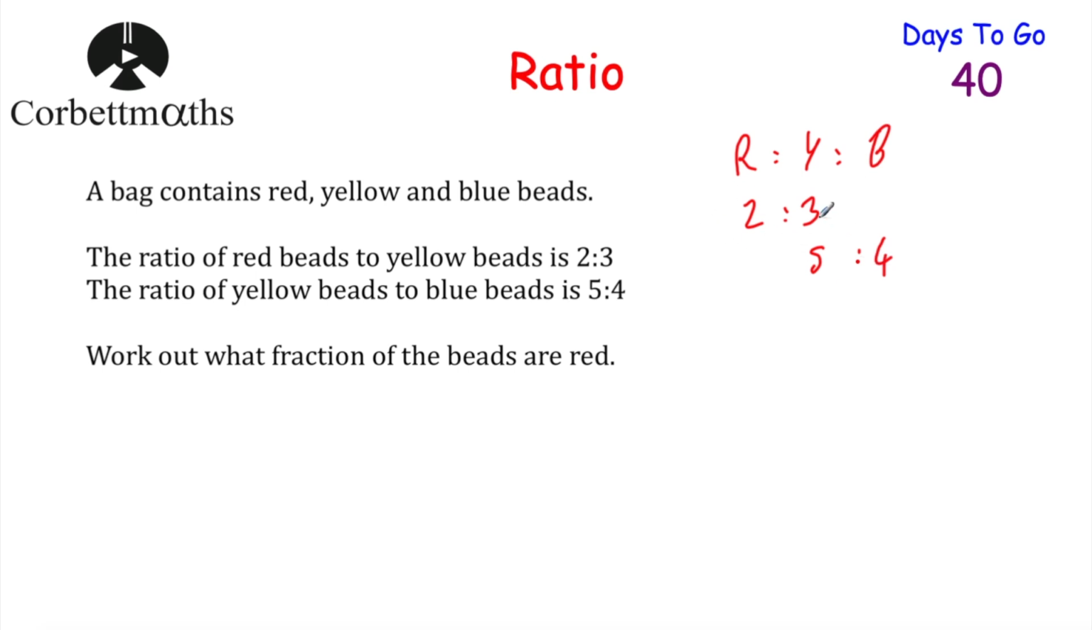Now we want to combine this as one ratio. So let's look at the yellows in each of the ratios. We've got 3 parts and 5 parts. So let's find a common multiple of 3 and 5. And I'm going to go for the lowest common multiple, which is 15.